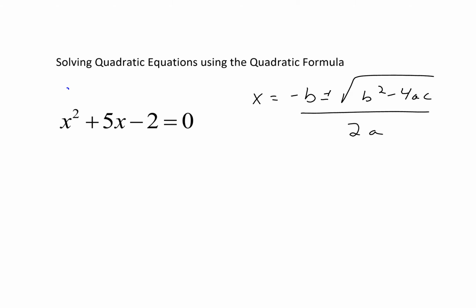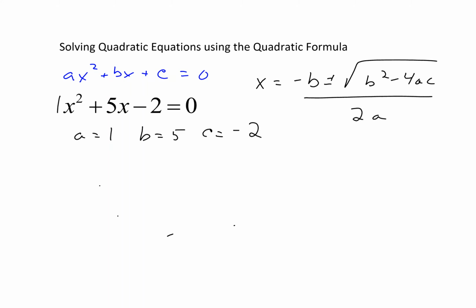So what are a, b, and c? I have this quadratic equation in general form. That means it's ax squared plus bx plus c equals 0. So I have a squared term, a x term, and a constant term. And the number in front of x squared is a. In this case, there's no coefficient, but that means there's like a 1 there. So for this problem, a equals 1. The number in front of x is 5, so b equals 5. And c, the number all by itself, since it's subtracting 2, I'm going to make c minus 2.